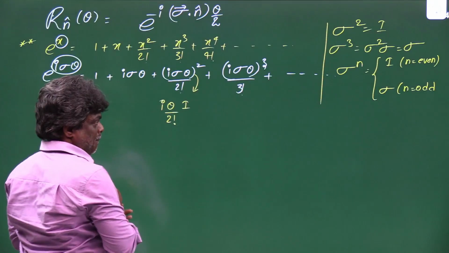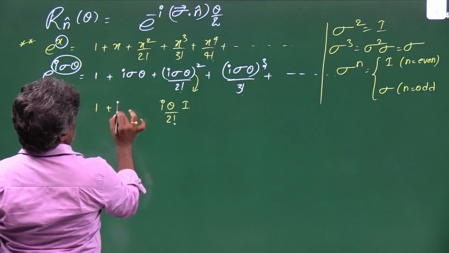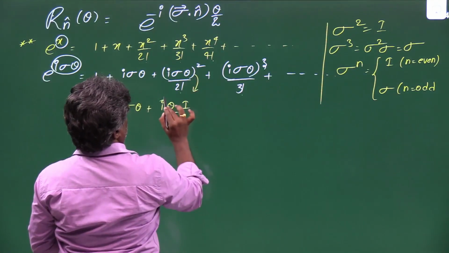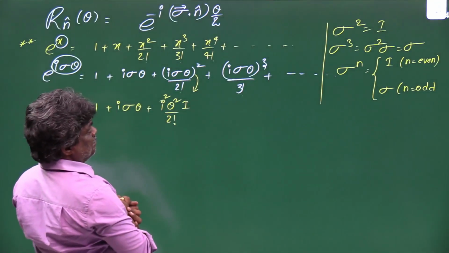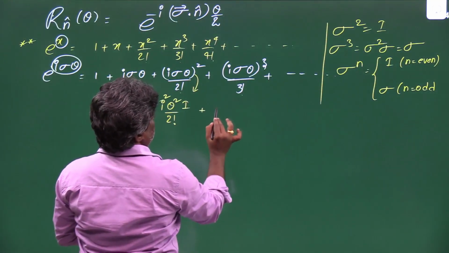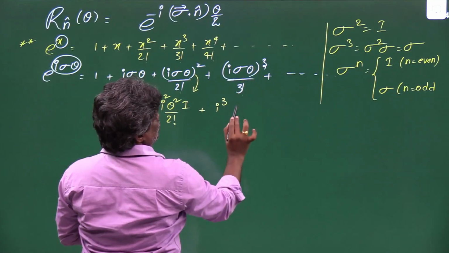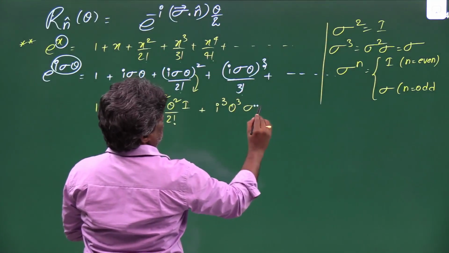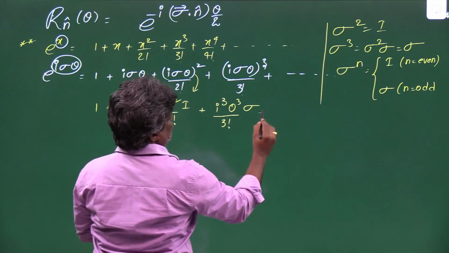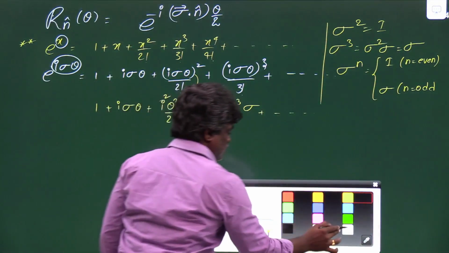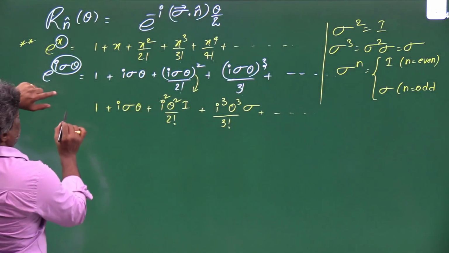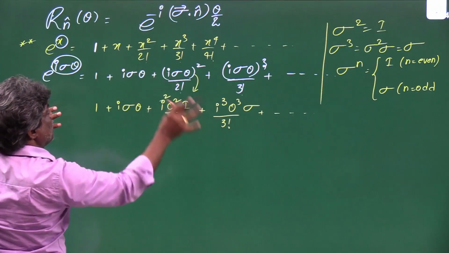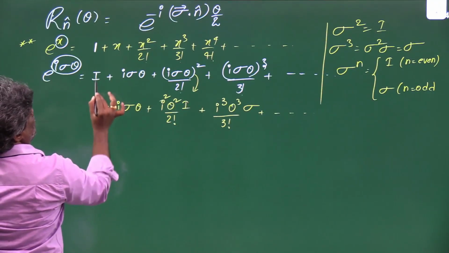Is it okay? Right. 1 plus i sigma theta as it is. Oh, 1 minute. Iota square theta square. Is it okay? Yes, sir. Right. Next plus iota cube sigma cube, sigma. Right. And theta cube sigma by 3 factorial. Is it okay, sir? Yes, sir. Right. Now, generally, whenever we are writing the mathematics, we will write 1. Whenever you are talking about the matrices, operators, this 1 is nothing but I.